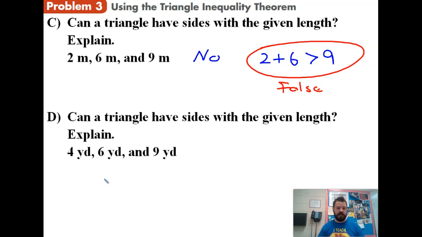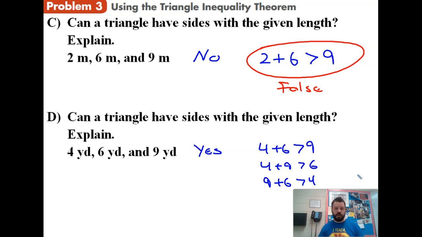Part D, same idea. We have a triangle with side lengths 4, 6, and 9. I'm going to say yes, we can, because checking those inequalities, again, you don't have to write this down, you just do them in your head, but we'll write them out here. 4 plus 6 is greater than 9, that is true. 4 plus 9 is greater than 6, and 9 plus 6 is greater than 4. Those are all true inequalities, so I know this triangle would work.